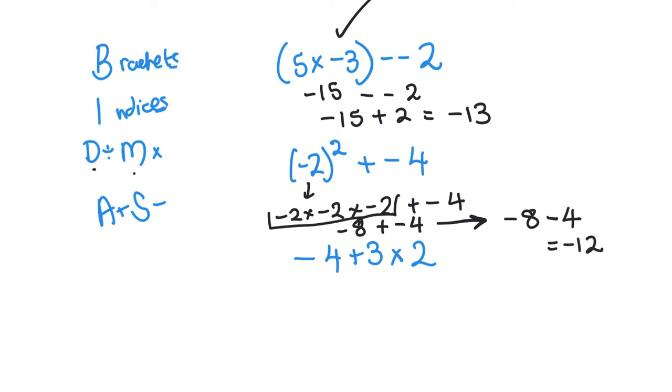Now the last one, no brackets, no indices, but we're going to do the multiplication first. So just watch out. This becomes minus 4 plus 6. Start at minus 4, go bigger by 6, so we land up at 2. Hopefully you're feeling a little bit more confident with your bitmaps questions now when it comes to integer bitmaps.